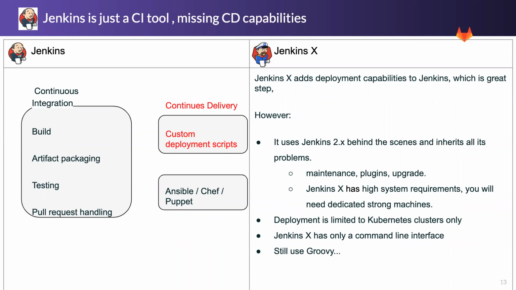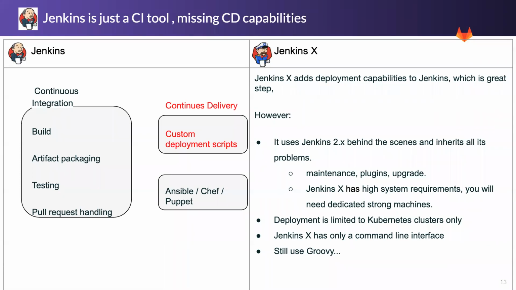One of the main points is Jenkins is just CI. There is no CD in Jenkins. So people say, yeah, we have CI/CD. When they say CI/CD, they have CI with Jenkins. Jenkins gives you the build, artifact packaging, testing, and pull request handling. But for the CD capabilities, you will need to write complex custom deployment scripts, and also use Ansible or Chef or a third-party tool with plugins to make the CD, which also causes complexity and slows down your delivery.